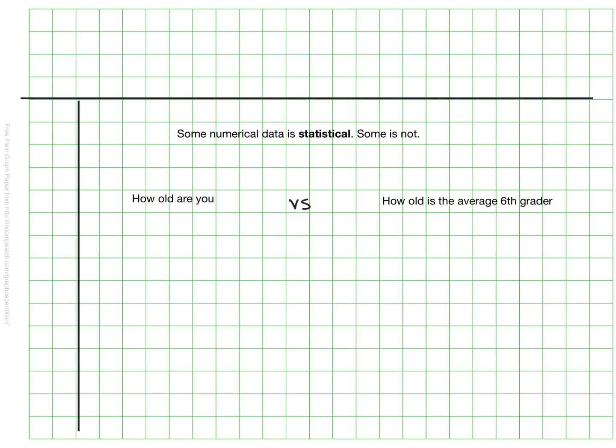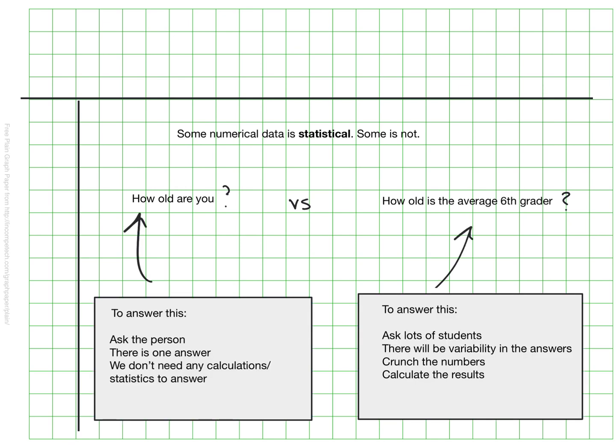A quick note about statistical data is that some numerical data is statistical and some is not. And it's the difference between how old are you versus how old is the average 6th grader. Think for a second about the difference between those two. Briefly, the difference is that to answer how old are you, I just have to ask you. There's one answer, and we don't need to do any calculations to come up with our result. To ask how old the average 6th grader is, I'd have to ask lots of students. I'd have to acknowledge that some will be older than others. I'd have to crunch the numbers or use statistics to figure out an average and calculate the results.